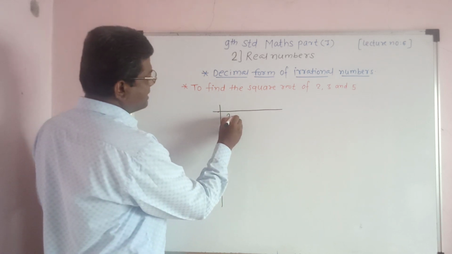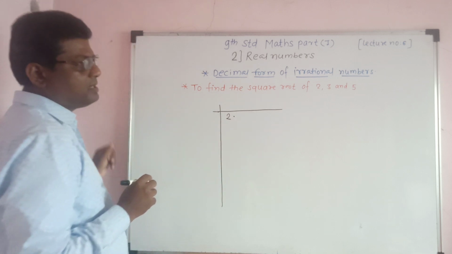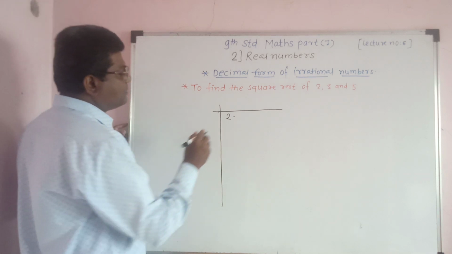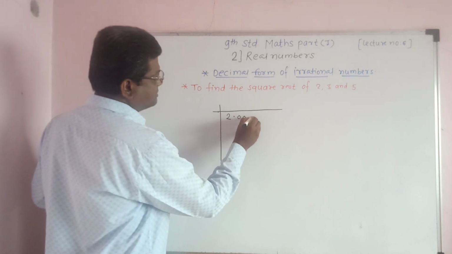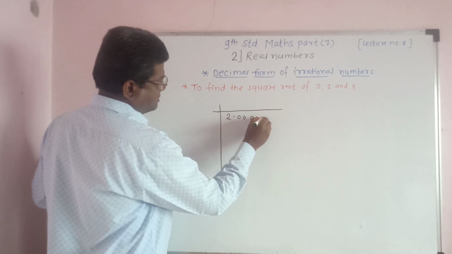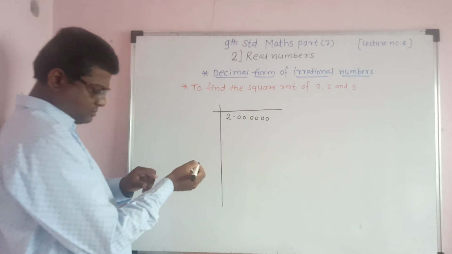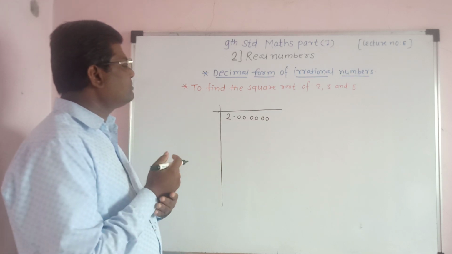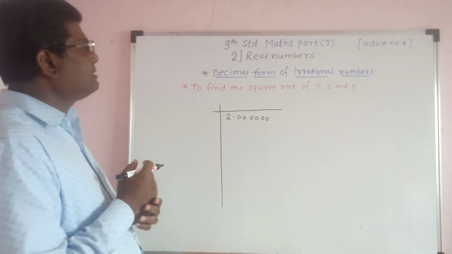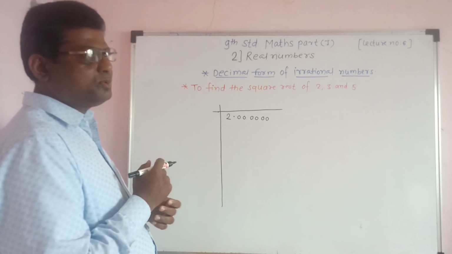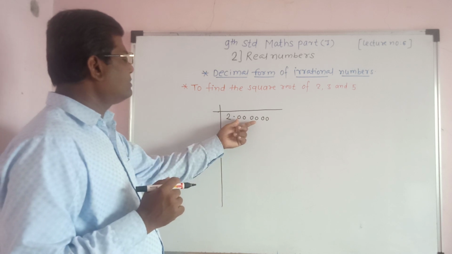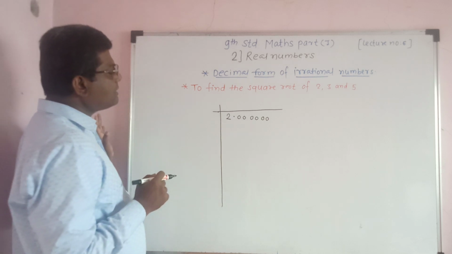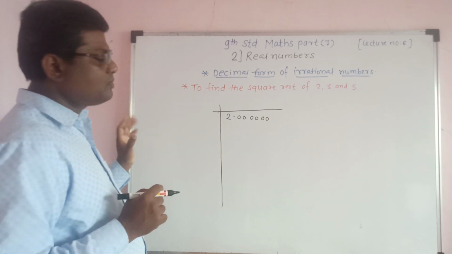If we have to find the decimal expansion up to 3 decimal places, then put 6 zeros on 2, that is, 2.000000. If you have to find the decimal form up to 2 decimal places, you can put 4 zeros on 2 point. Now the next step is grouping of numbers.